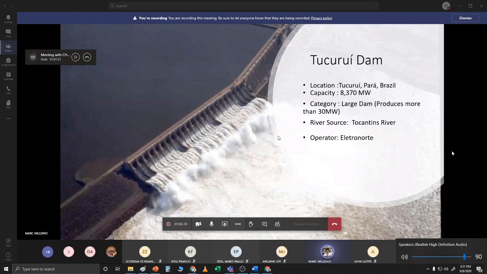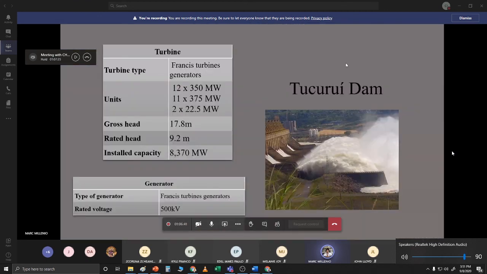For the turbine, there is a Francis turbine generators, which has the unit of 12 by 350 megawatts, 11 by 375 megawatts, 2 by 22.5 megawatts. The gross head for the dam is 17.8 meters. The rated head is 9.2 meter. The installed capacity is 8,370 megawatts. For the generator, the type of generator of the dam is Francis turbine generator, which has the rated voltage of 500 kilovolts.